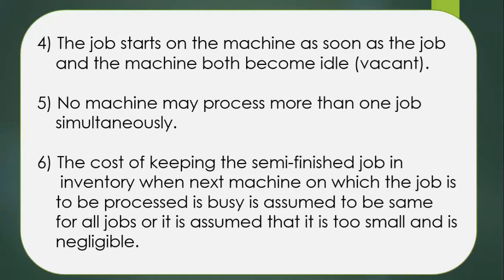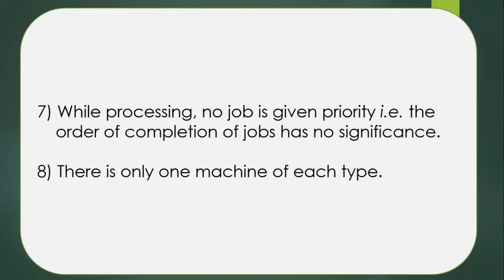And next we have, while processing, no job is given priority. For example, the order of completion of jobs has no significance. This means to say that the processing times are independent of the sequence of jobs. And finally, there is only one machine of each type.